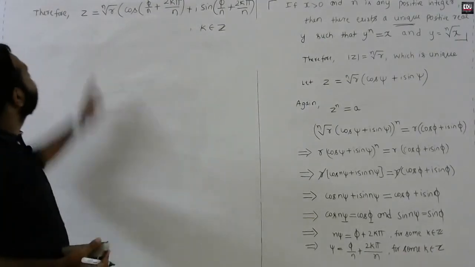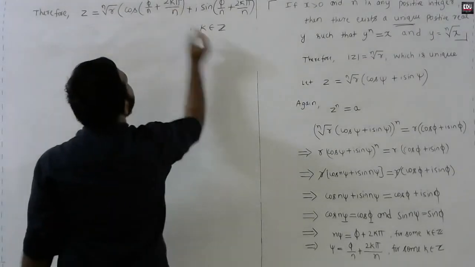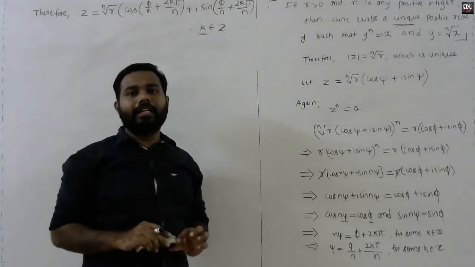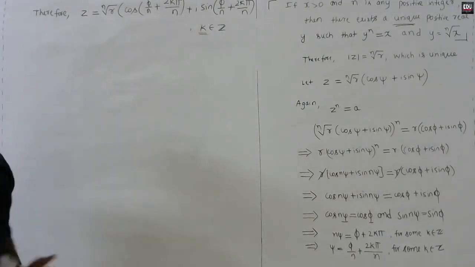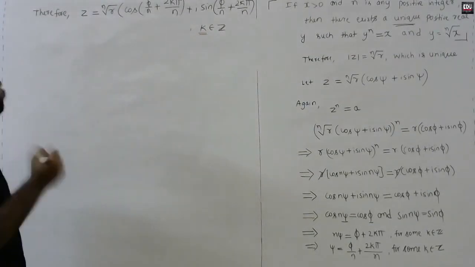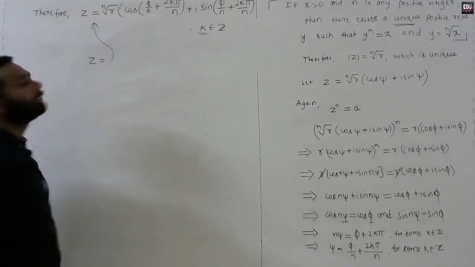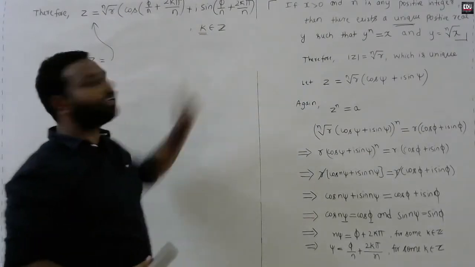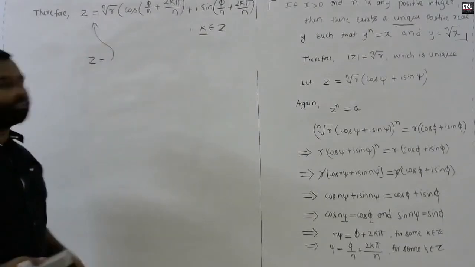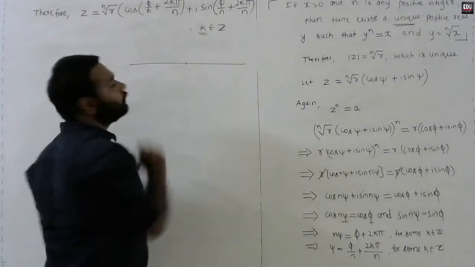Okay. So we got the z values, where there is an arbitrary variable k, which varies over the set of all integers. Now the question is, as k varies over Z, do we get distinct values for z? So that we shall check here. So k varies over integers.